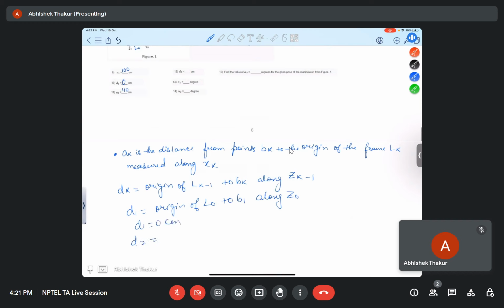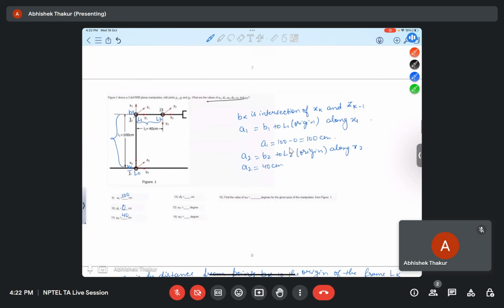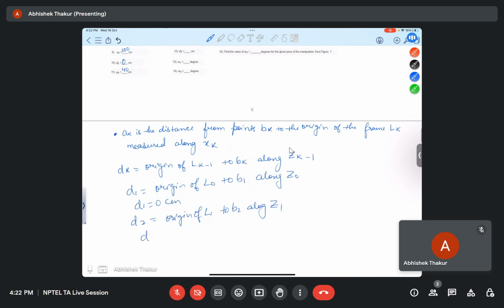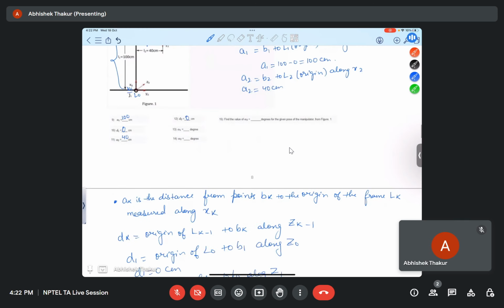D2 is equal to the origin of L1 to B2 along Z1. So L1 and B2 again coincide. So D2 is also equal to 0 centimeter. So finally we have solved all the four parts. Now the last two parts are the alpha.